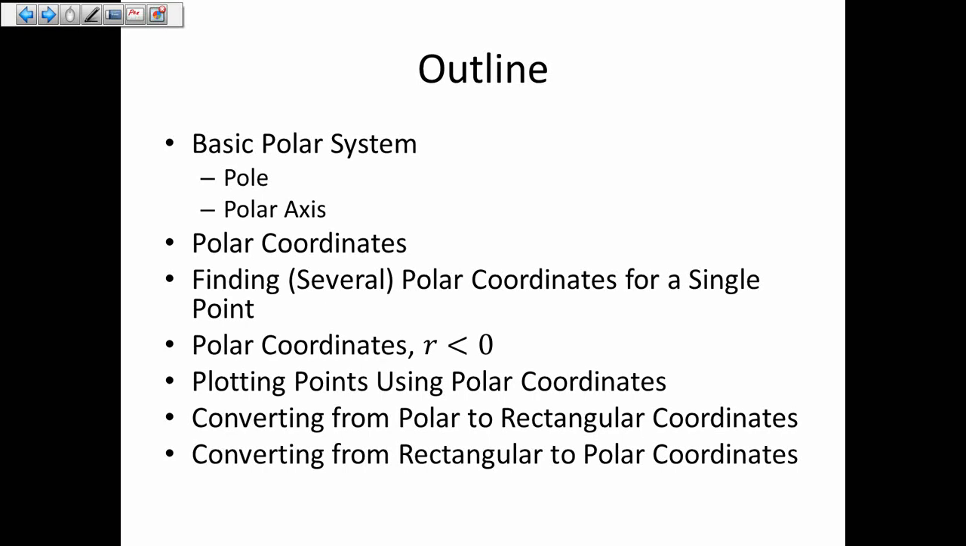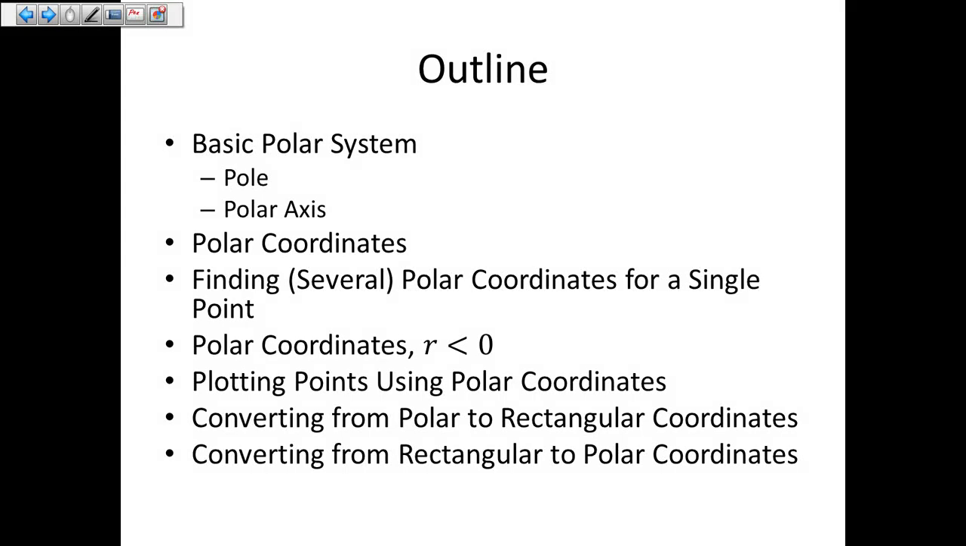The outline for this video: we'll talk about a basic polar system that consists of two things, what's referred to as a pole and a polar axis. We'll talk about what polar coordinates are. We'll look at finding several polar coordinates for a single point. We'll talk about what to do when polar coordinates are given where the r is less than 0, that is, when it's negative. We'll look at plotting points using polar coordinates, and then we'll look at converting from polar to rectangular coordinates and from rectangular to polar coordinates.